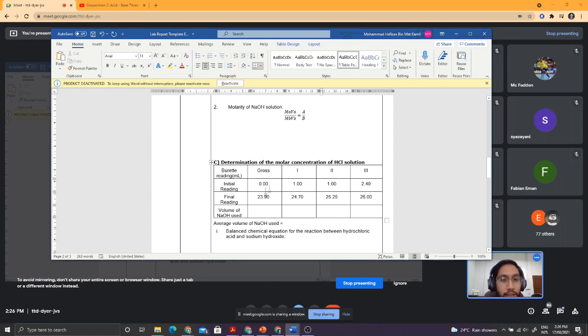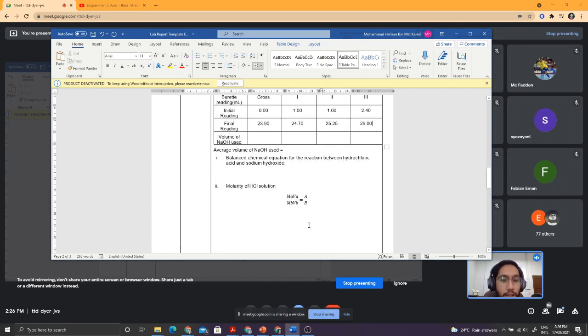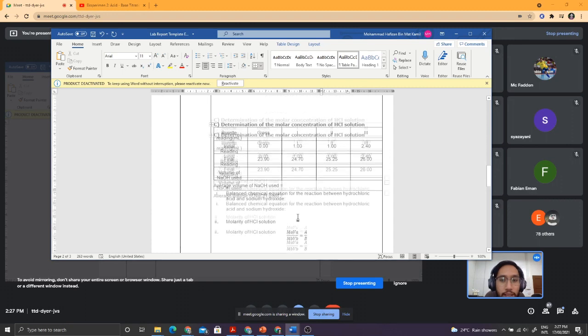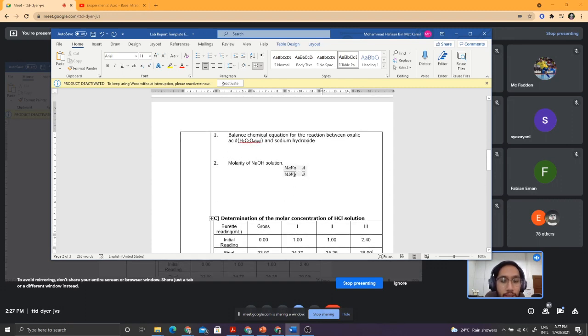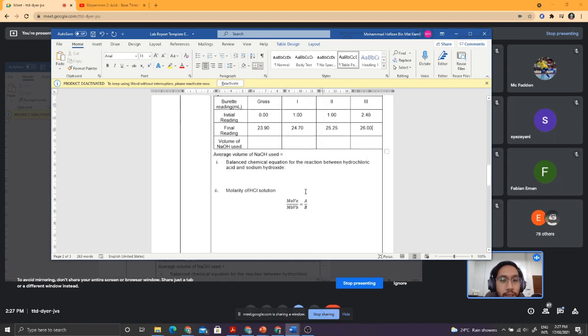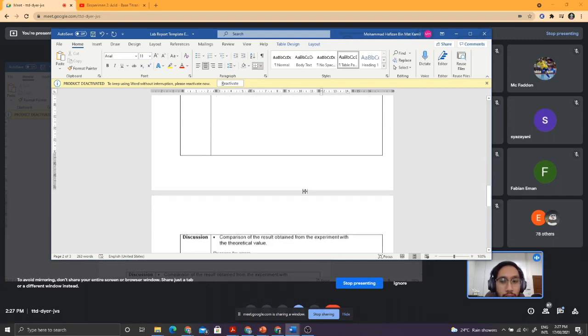Gross you tak kira, sebab gross kita cuma nak anggarkan dulu berapa banyak yang HCl kita akan guna untuk kita neutralizekan dia lah. So I believe that you guys know that hydrochloric acid is HCl and sodium hydroxide is NaOH. Do the same thing and find the molarity of HCl, sama macam tadi, guna this formula, and the A and B is dia punya stoichiometric coefficient.